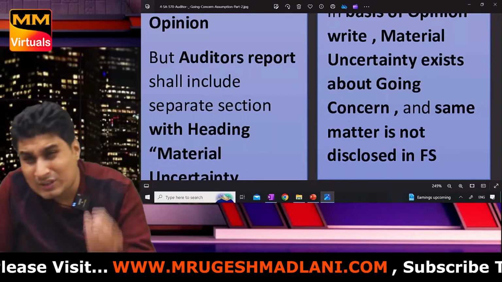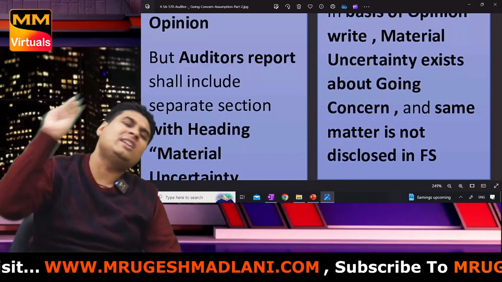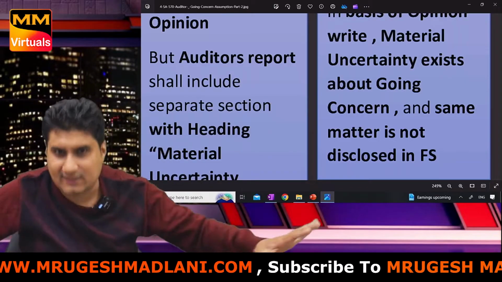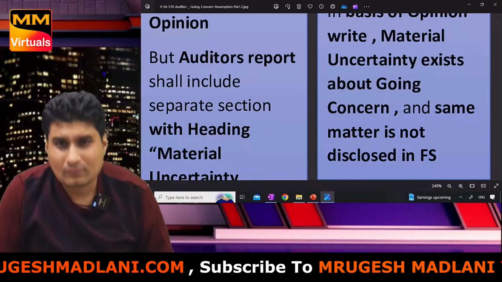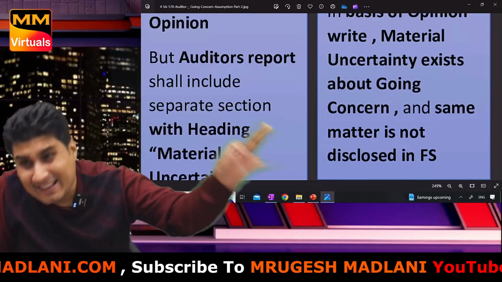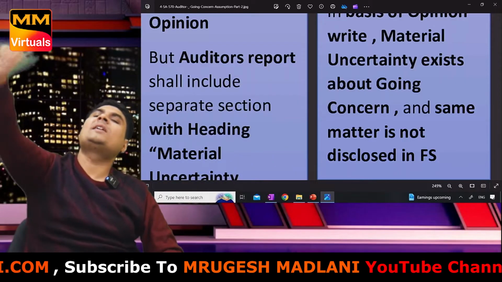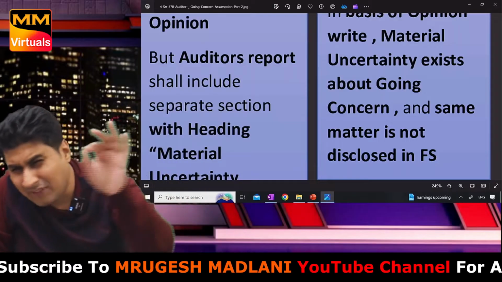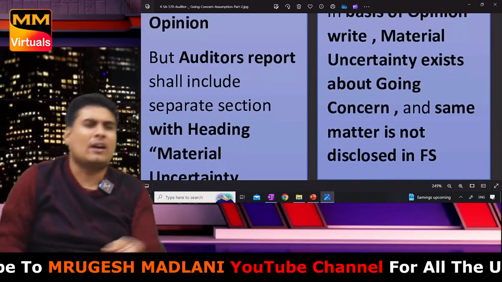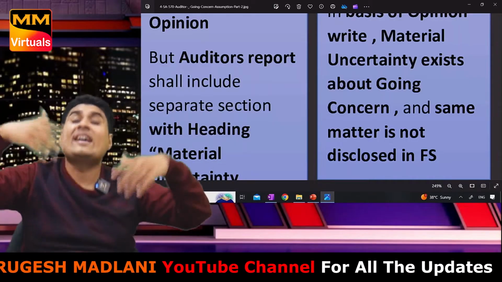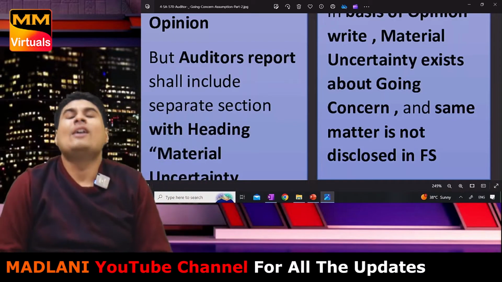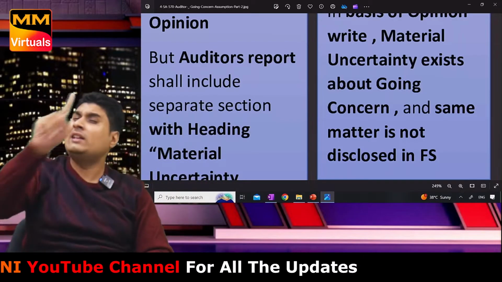Now we have new standards, brand new 3 standards, but all 3 are very easy. Till now we are done with 3 standards. SA 580, written representation from management. SA 560, after 56 will come balance sheet event. SA 570, going concern. So now how to remember all 3 in one go?